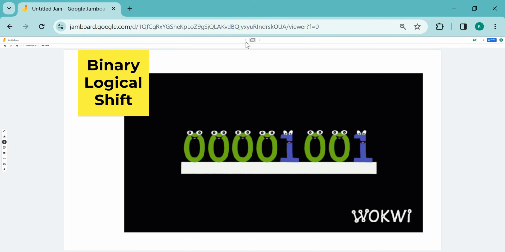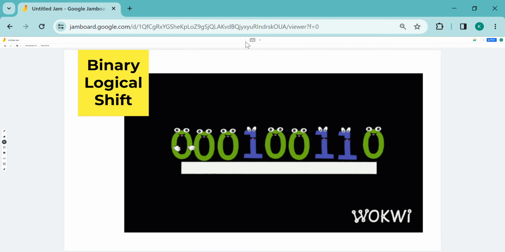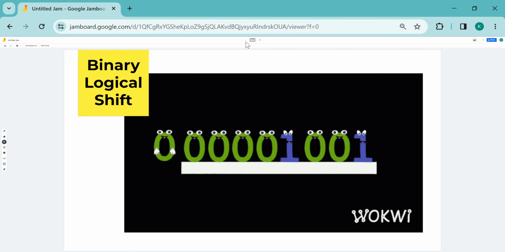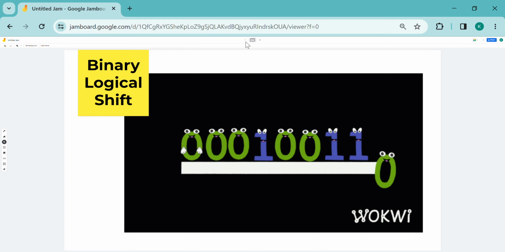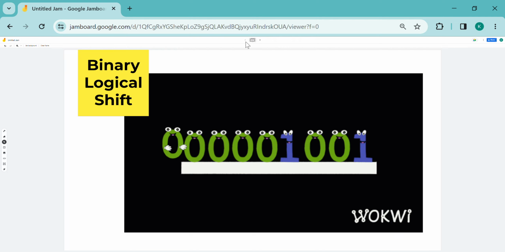Hi dear students, the topic of today's session is binary logical shift. And yes, it's very obvious from the picture, from the GIF image, that we are going to perform a shift on different binary numbers.